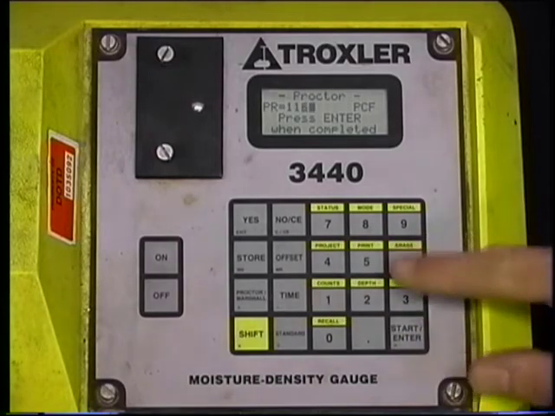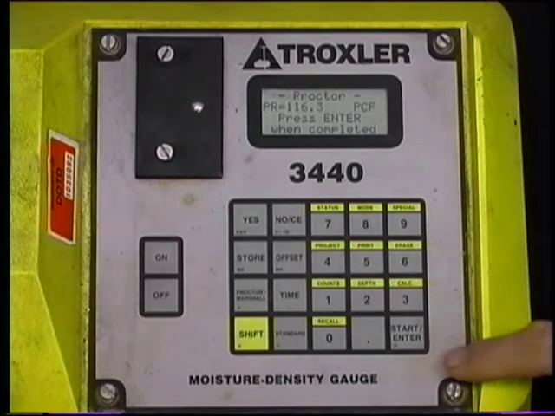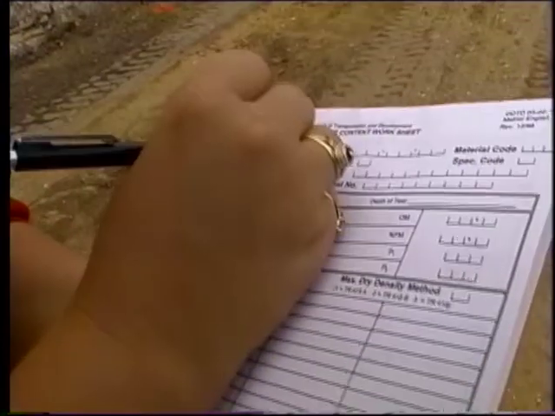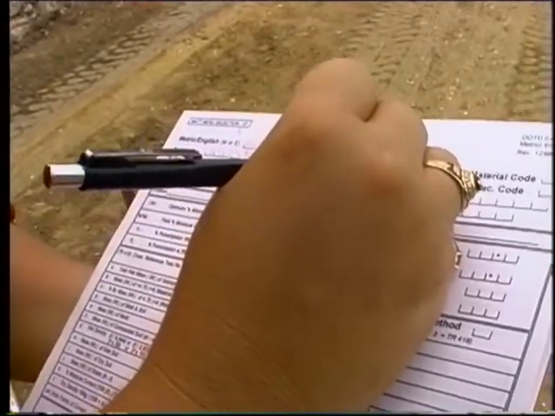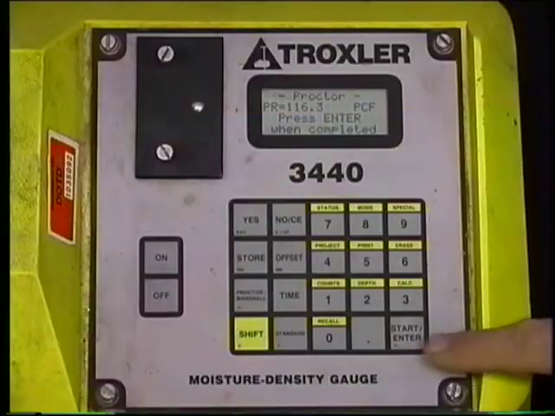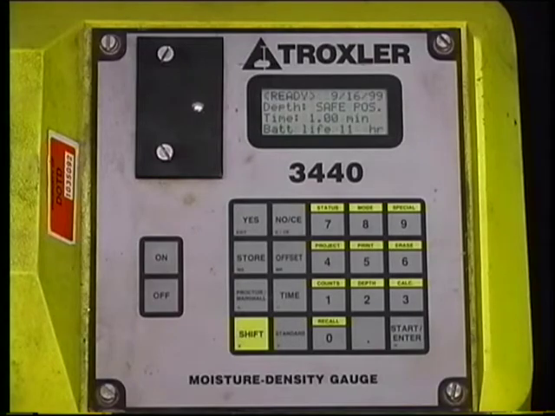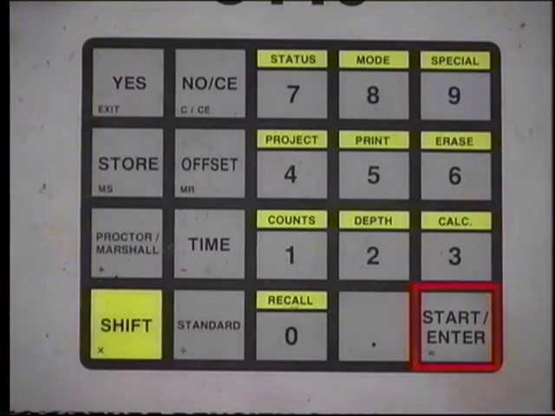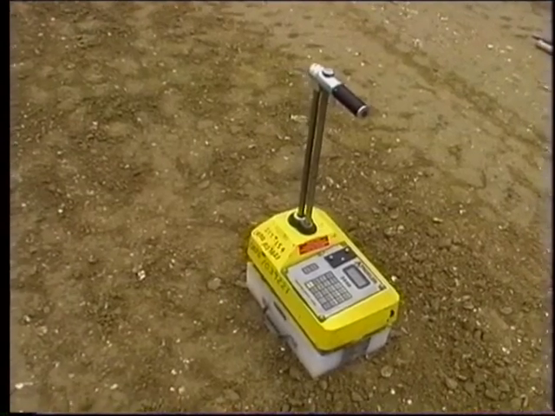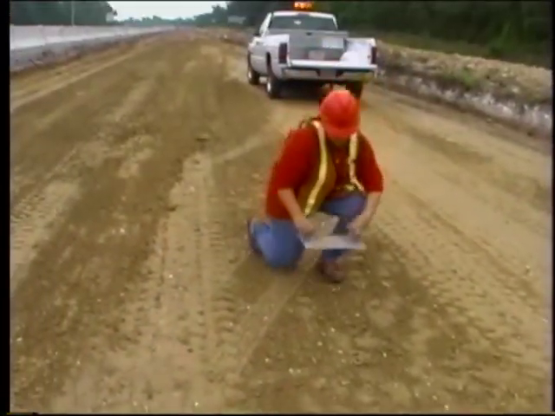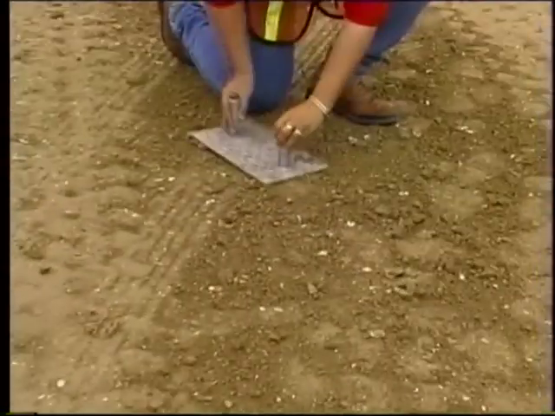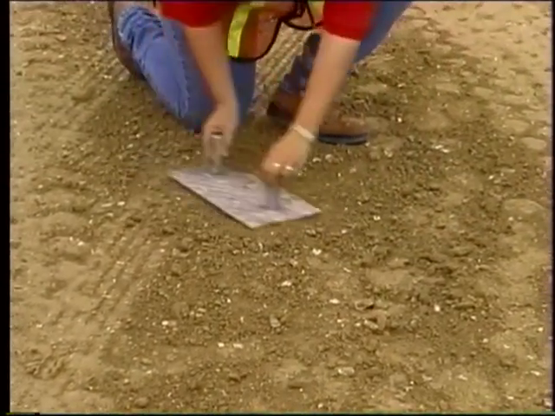Enter the maximum dry density by pressing each number and decimal point in sequence on the keypad. Each number and the decimal point will be displayed as it is pressed. The display will show the maximum dry density as shown here. Record the maximum dry density on the worksheet. Store the maximum dry density in the device memory by pressing the Enter key. This maximum dry density will be used to determine the percent density until a new maximum dry density is stored in memory. Next, it's time to prepare the test site.